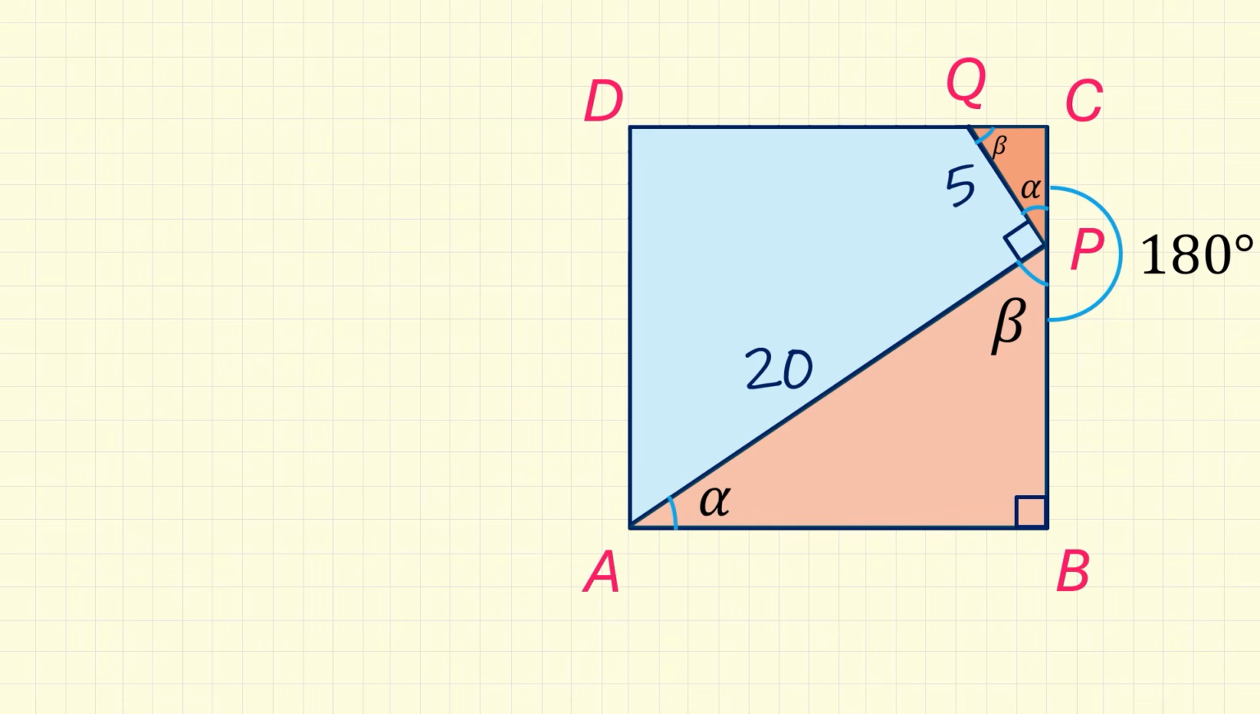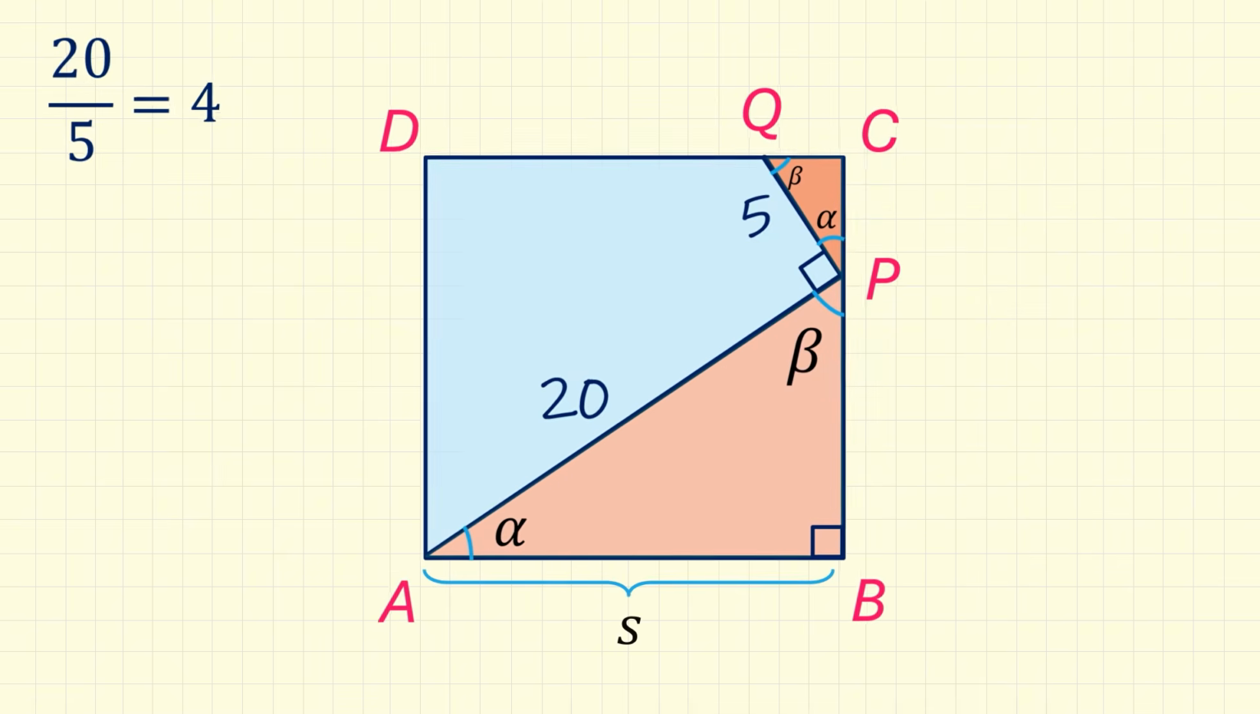Now let's calculate the scale factor. The hypotenuse of our bottom triangle is 20, and the hypotenuse of the top triangle is 5. 20 divided by 5 gives us a ratio of 4. Every side of the bottom triangle is 4 times larger than the top triangle.